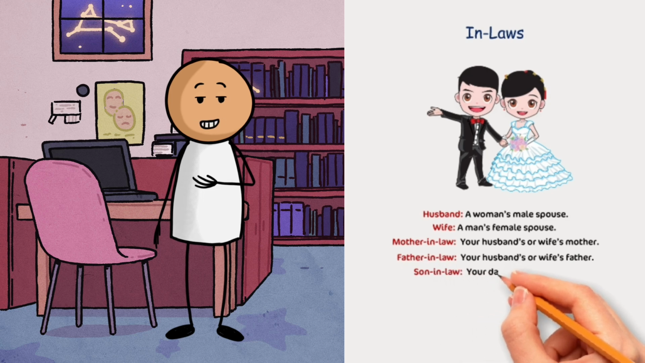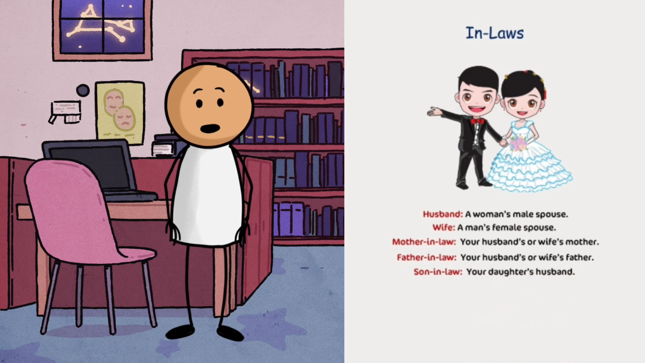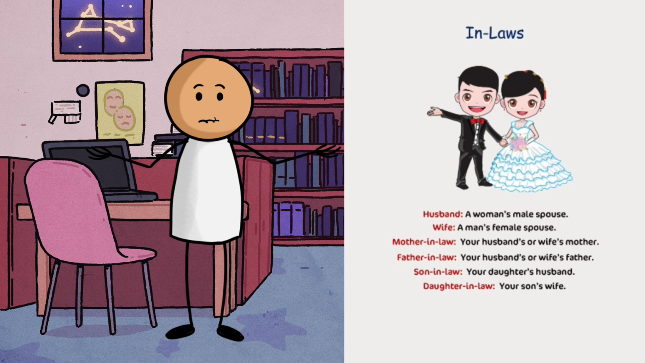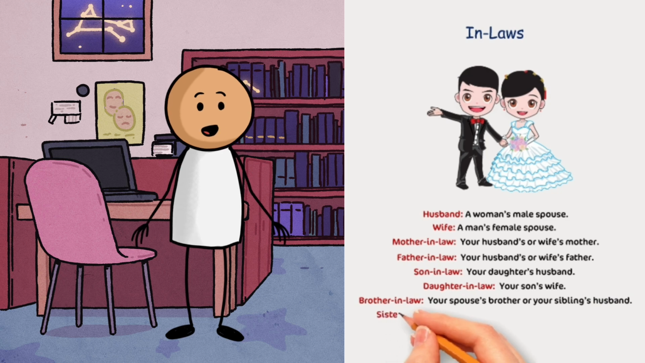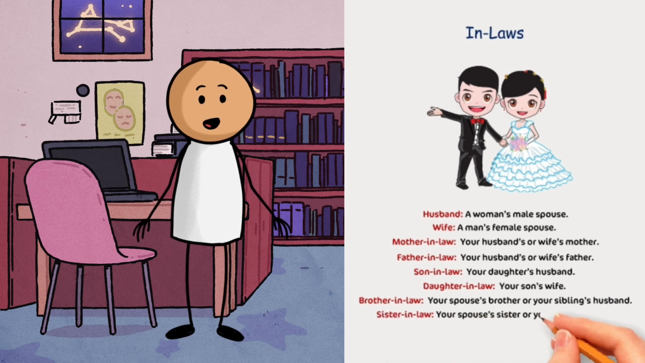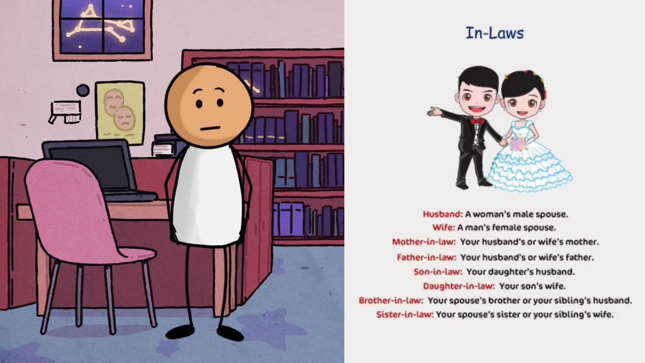Son-in-law is your daughter's husband. Daughter-in-law is your son's wife. Brother-in-law is your spouse's brother or your sibling's husband. Sister-in-law is your spouse's sister or your sibling's wife.